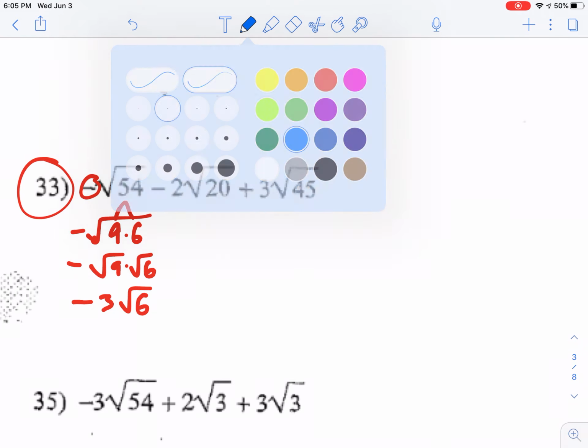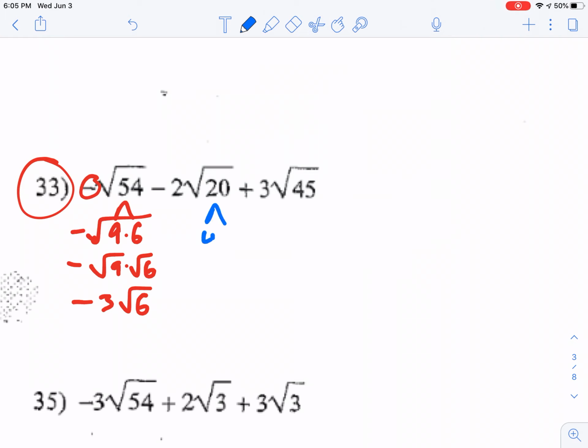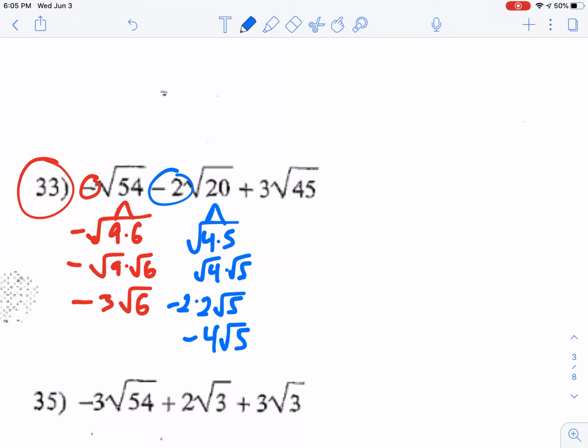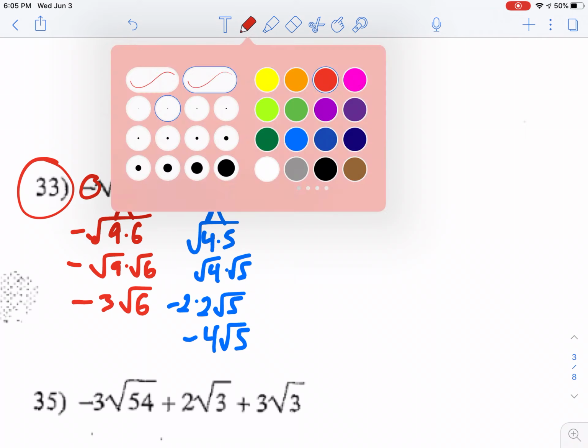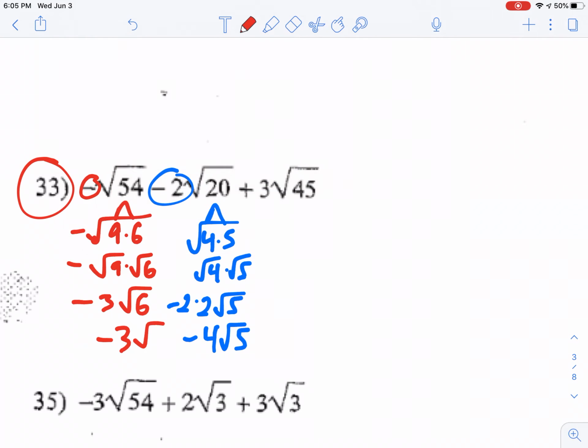We'll switch the color for 20. 20 is 4 times 5, which is square root of 4 times square root of 5. Square root of 4 is 2. Square root of 5. But we have this minus 2 in front. So we have minus 2 times 2, which is minus 4 square root of 5. Alright? So we have minus 3 root 6, and then minus 4 root 5.